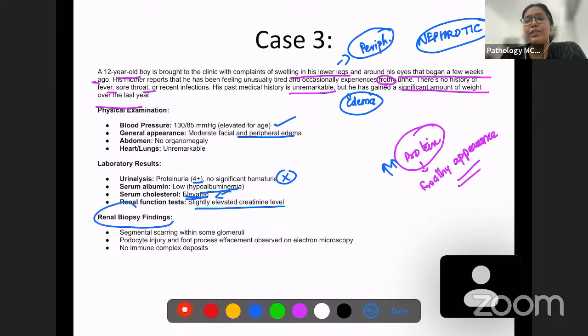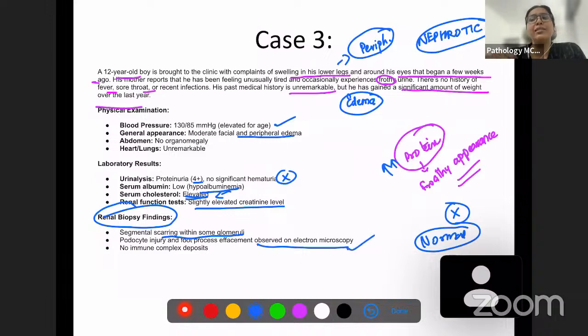Now, what do we see in renal biopsy findings? We're seeing that there is segmental scarring in some glomeruli. Do we see segmental scarring in some glomeruli in minimal change disease? No. In minimal change disease, what will we see in light microscopy? We're going to see a normal light microscopy. Okay, so this is a different case. Segmental scarring in some glomeruli. That means there is scarring. Podocyte injury and foot process effacement observed, same as minimal change disease, no immune complex deposits.